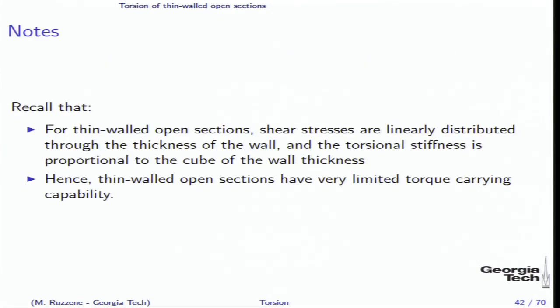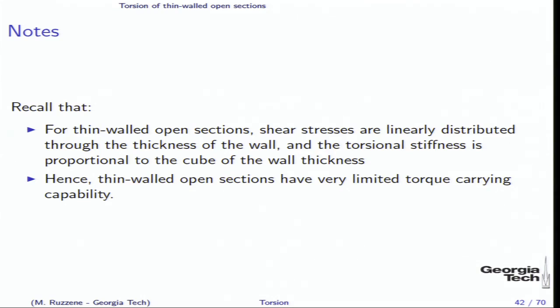So some notes: for thin walled open sections, shear stresses are linearly distributed through the thickness, and the torsional stiffness is proportional to the cube of the thin wall thickness, right? So thin walled open sections have very limited torque carrying capability, because if this thickness goes smaller and smaller, then this H11 decreases by a huge amount, right? Because it's the cube of the thickness.